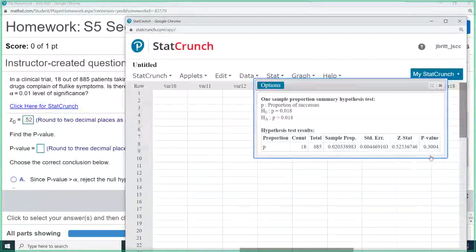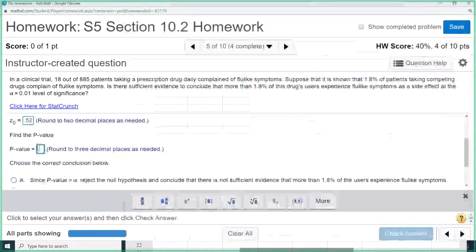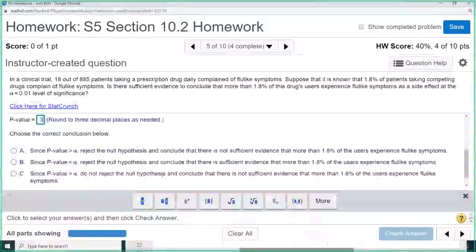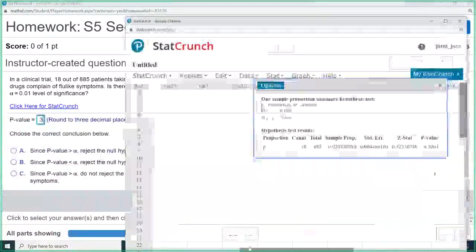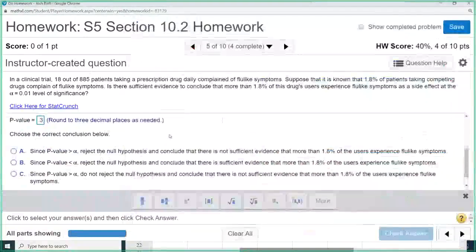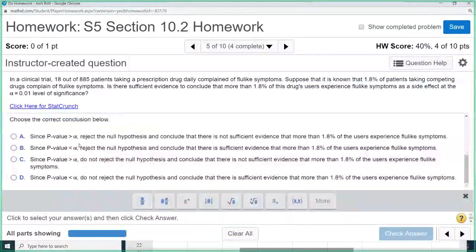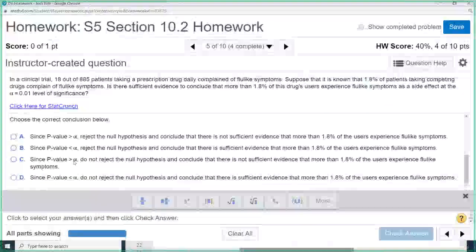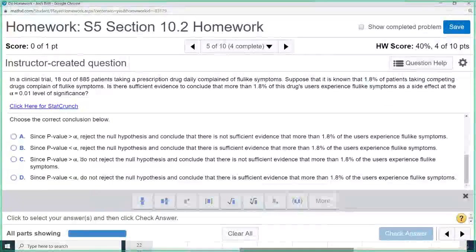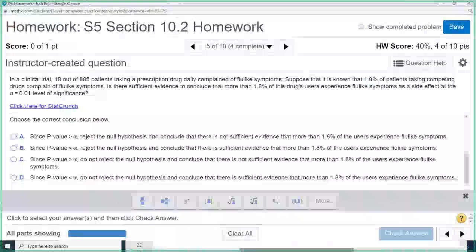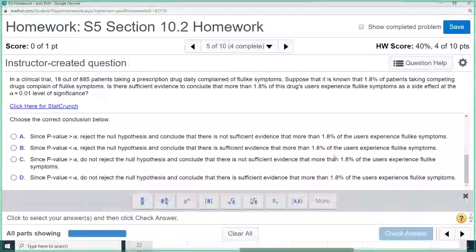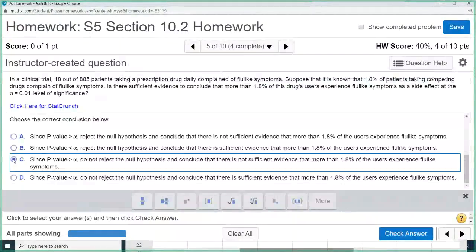P-value to 3 decimals is 0.3. All right, so let's compare. The p-value is large, so p-value is greater than alpha. All right, so either A or C. Now, when p-value is greater than alpha, do not reject. There is not sufficient evidence to conclude the researcher's hypothesis.